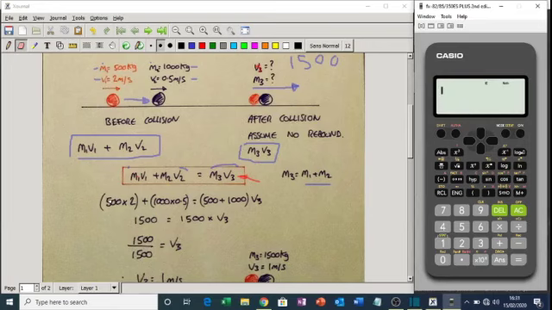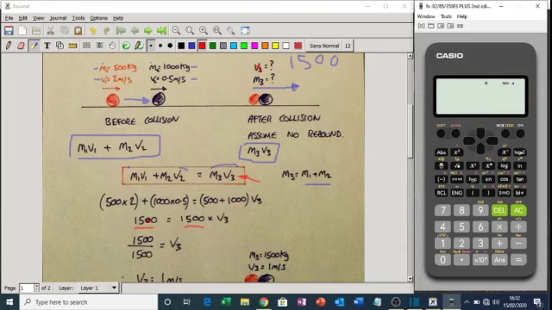So on the calculator, 500 times 2 plus 1000 times 0.5. Close the brackets. 1500, obviously. So 1500 is the momentum before. The mass m3 is also going to be 1500 because that's m1 and that's m2. Add them together, you get 1500.